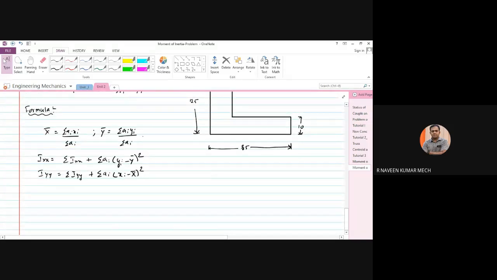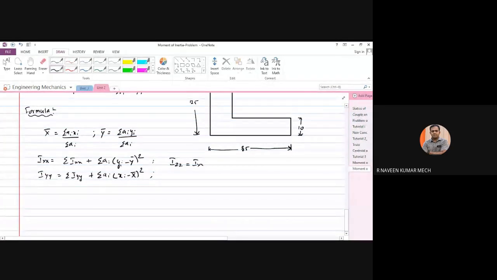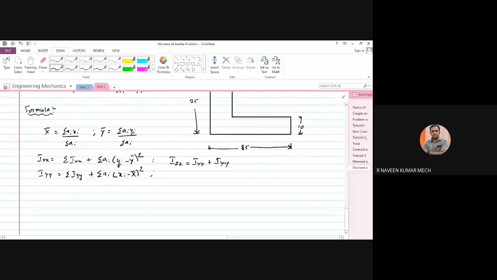You guys are following, thank you. Similarly, Iz was equal to Ixx plus Iyy. This is the formula. We can go to the solution.